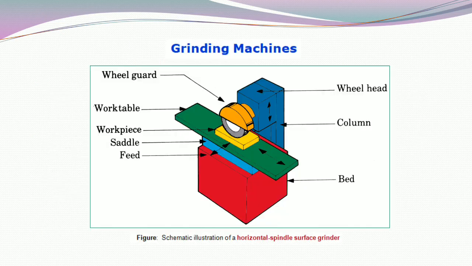This is a schematic illustration of a horizontal spindle surface grinder. See here, this is a grinding machine. Wheel guard, work table, workpiece, saddle, feet, bed, column, wheel head, all are indicated in the figure.